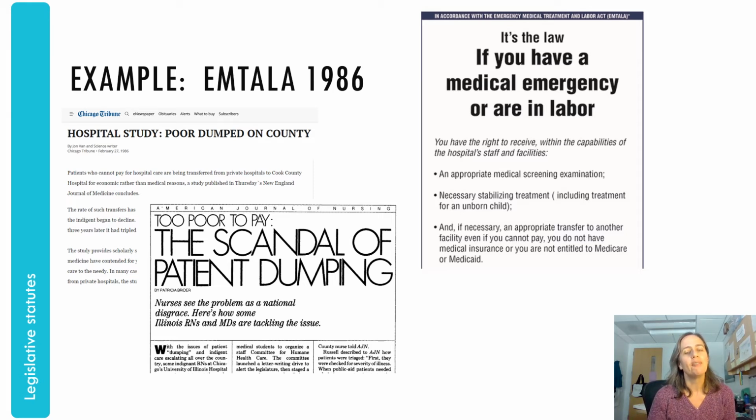But now if you have a medical emergency or you're in labor and you show up to an emergency room, they must give you at least a medical screening examination and stabilize anything that's going on with you. Anything that's immediately threatening to life, limb, or organ function, they have to take care of it. And they can't just kick you out onto the street, whether or not you have the ability to pay. So this means several things.